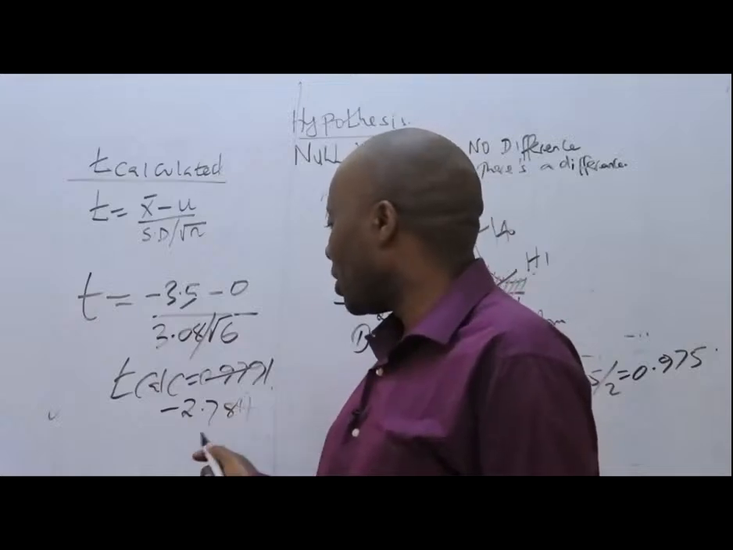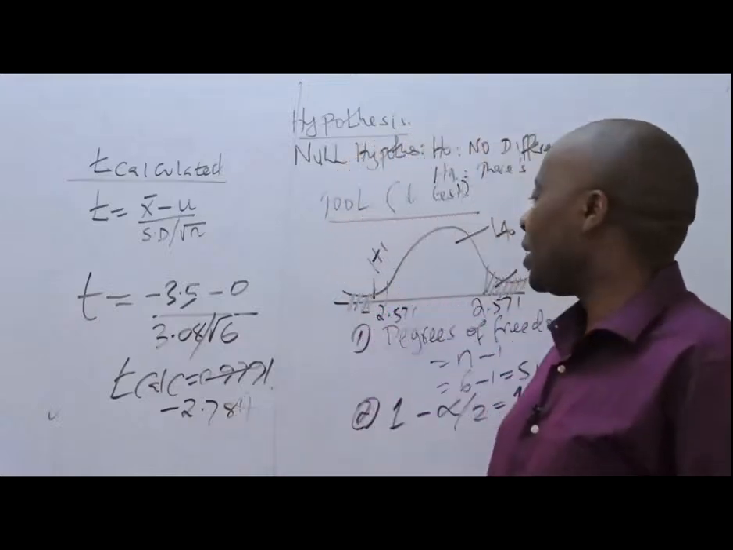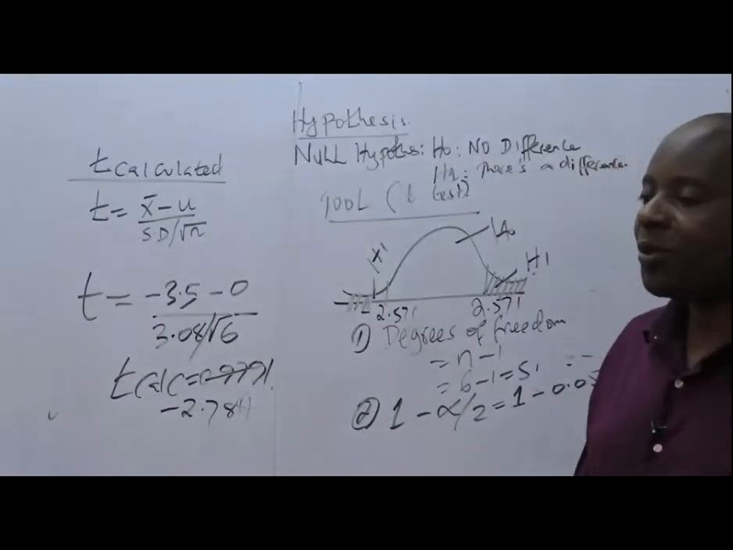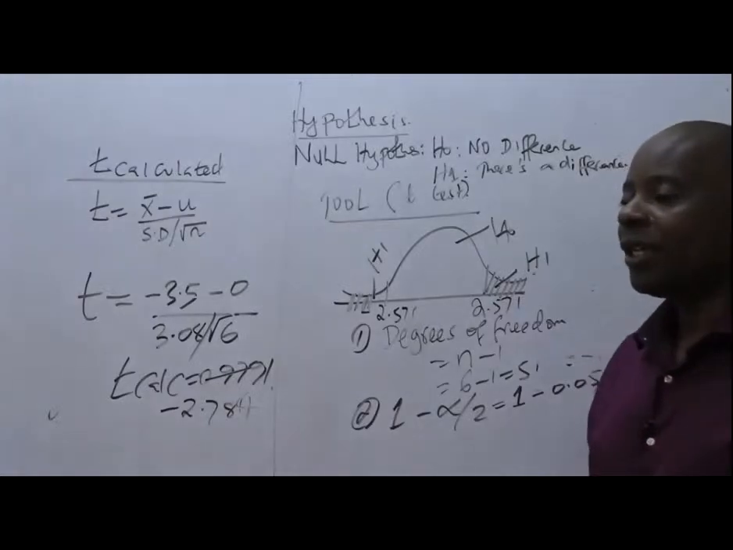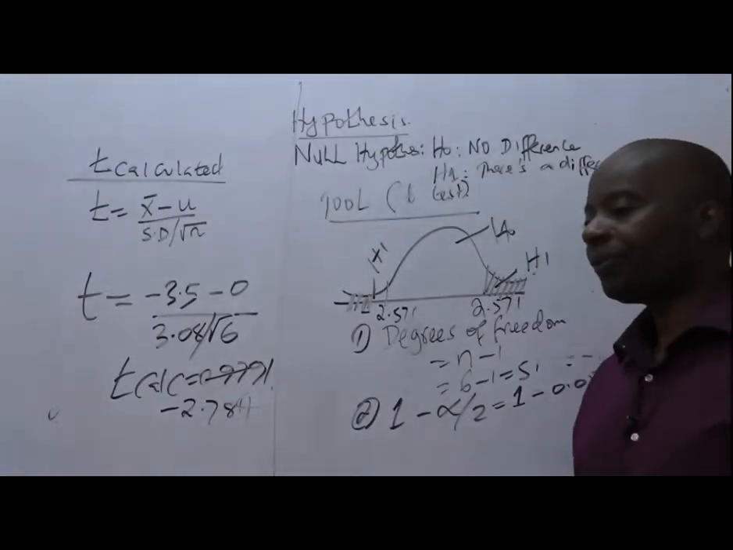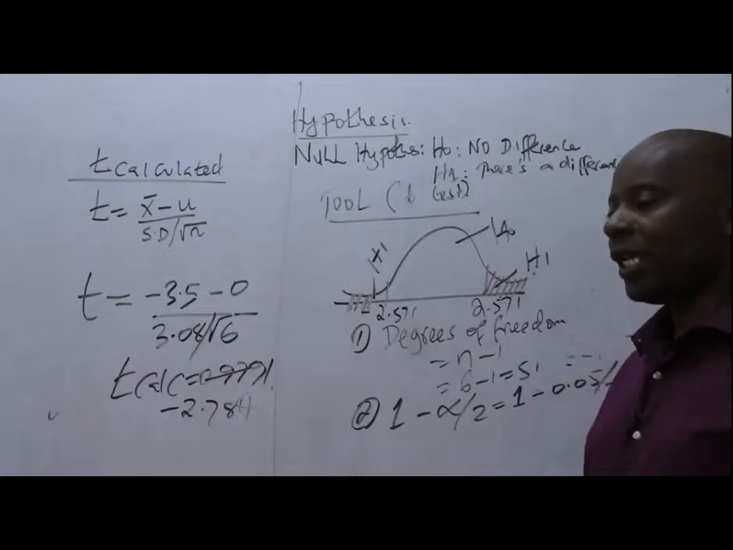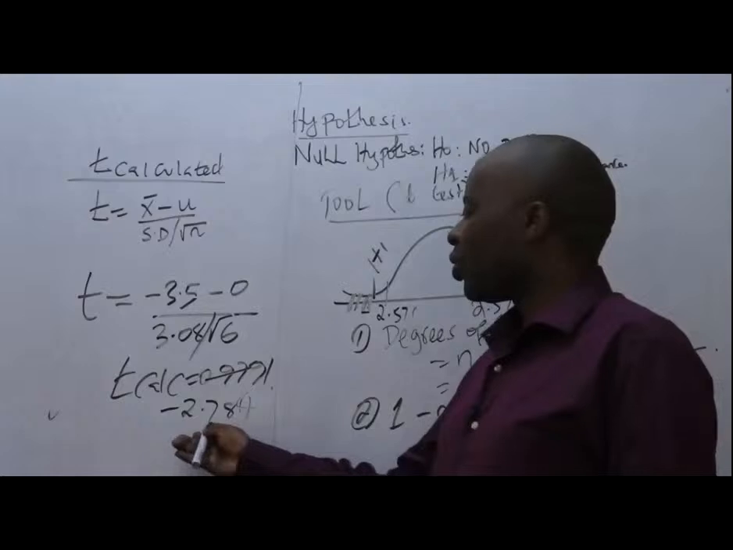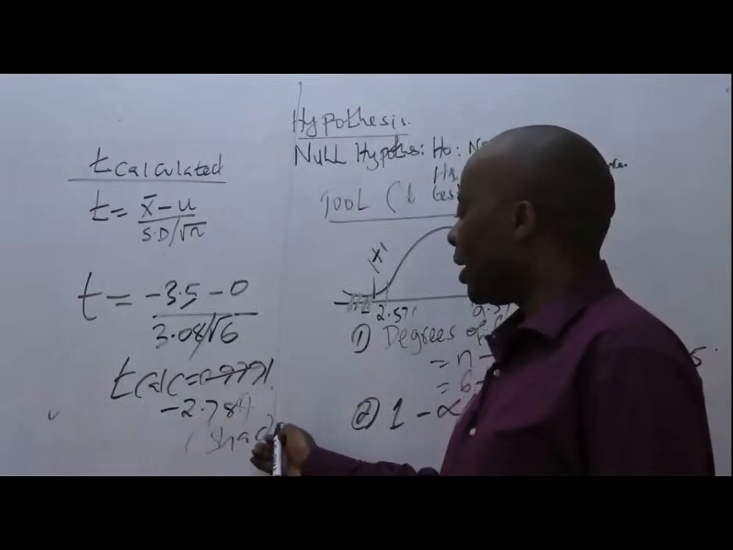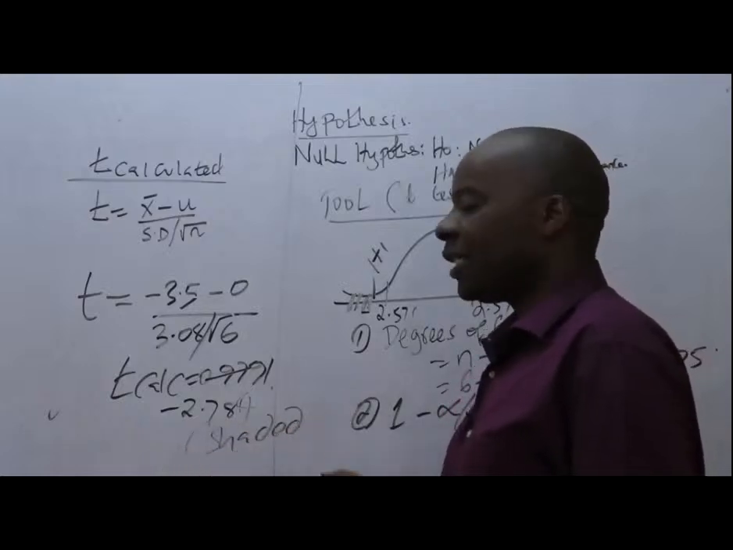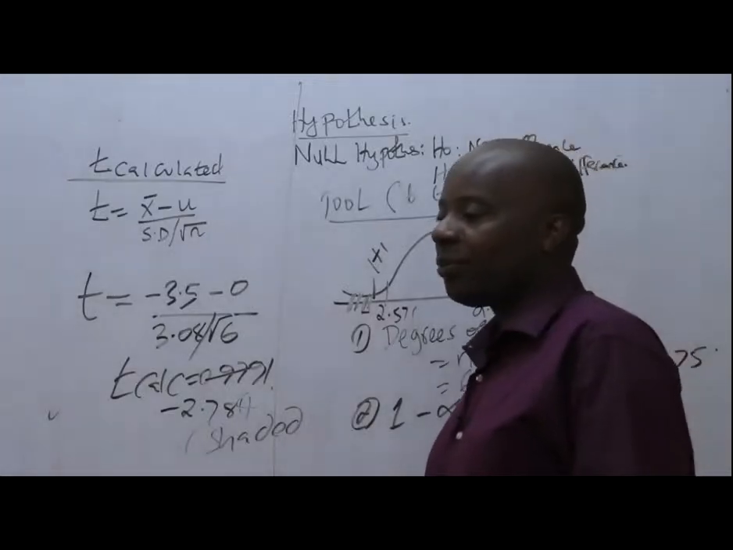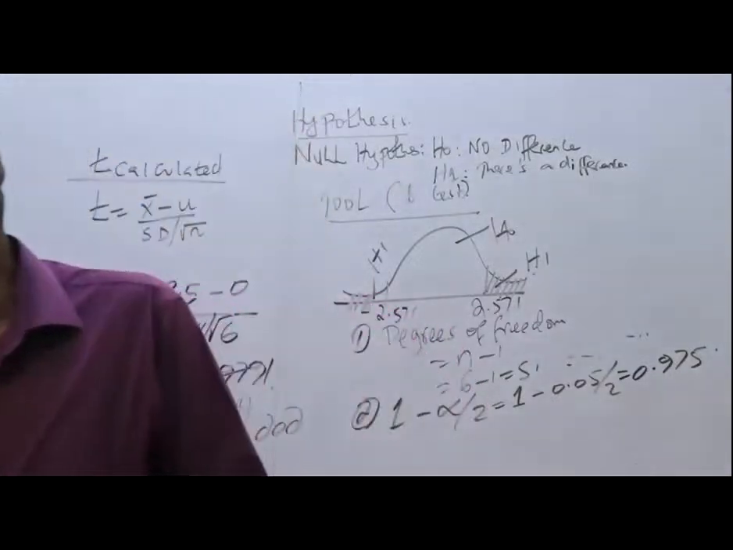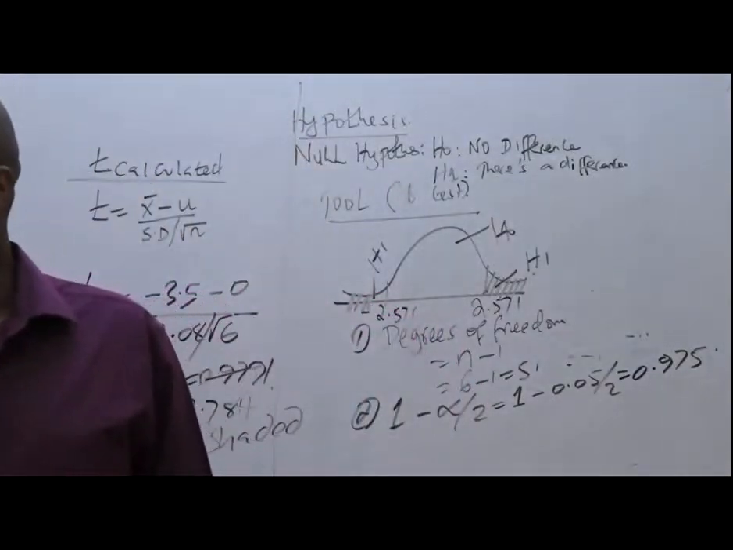Thank you very much. So in that regard, could you kindly tell me where this minus 2.784 falls? Is it on the shaded side or unshaded side? So somebody tells me it is shaded. So if it is shaded, in this case here, we accept what here? Accept H1.